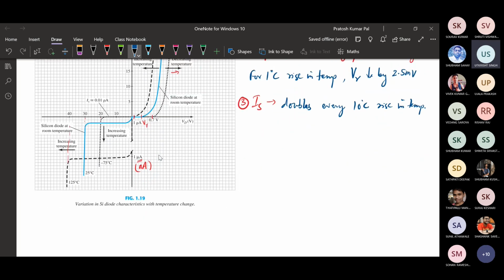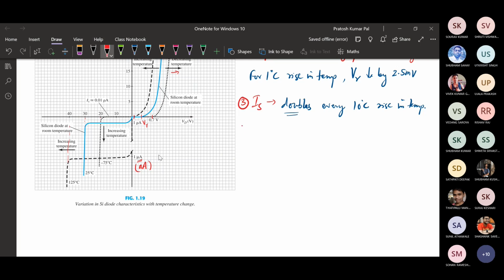So we can see this from the graph also. Initially the blue line was at 25 degrees centigrade, where the reverse saturation current was 1 picoampere. Once we increased to 125 degrees centigrade, it came to 1 microampere. Okay, so 1 microampere means it has increased. Every 10-degree rise in temperature will double the IS, so once we increase the temperature, IS will increase with this relation.